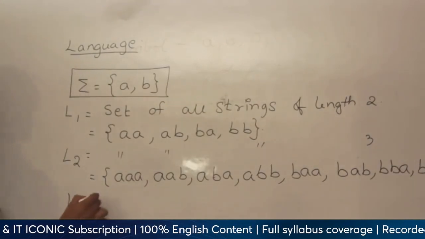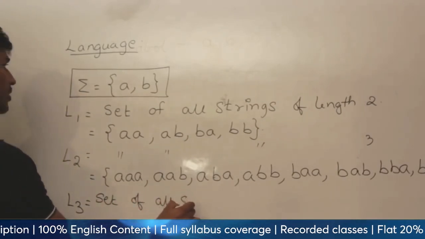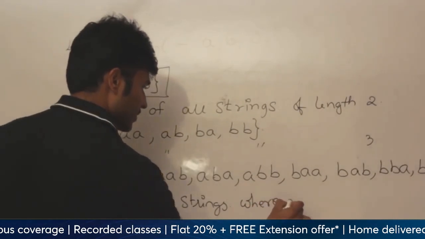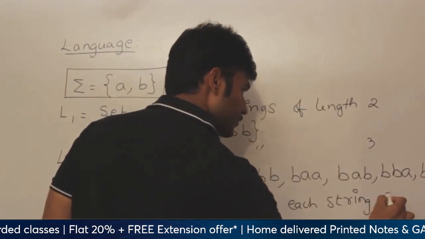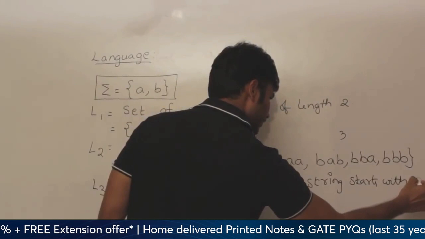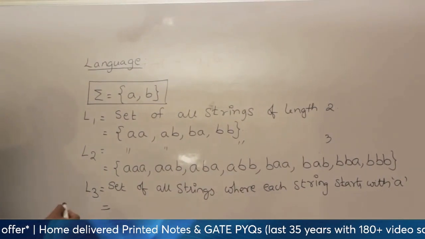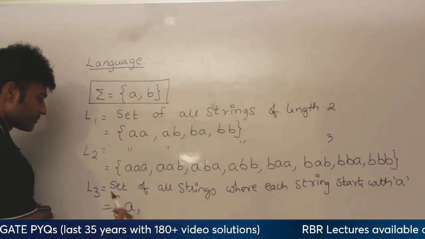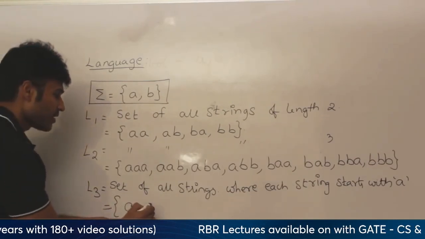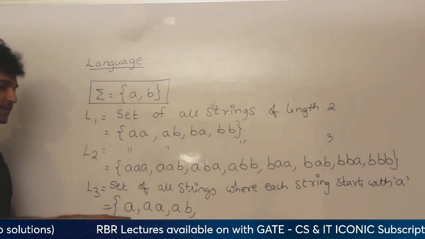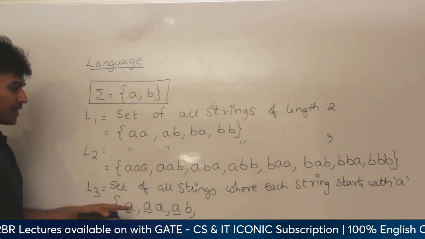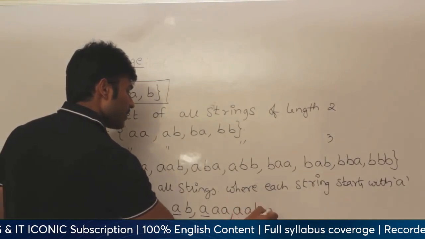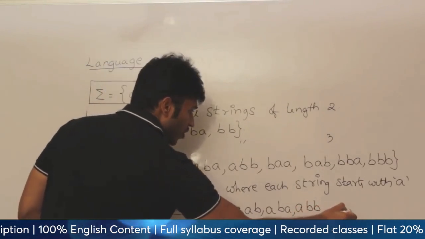Let us say L3. L3 is defined like this: the set of all strings over the same alphabet sigma equal to A comma B, where each string starts with A. I am interested in the set of all strings where each string should start with A. So the smallest string which starts with A is small a, right? And the next biggest string which starts with A is either AA or AB. And the next strings which start with A are A followed by AA, or A followed by AB, or A followed by BA, or A followed by BB, so on, so on.